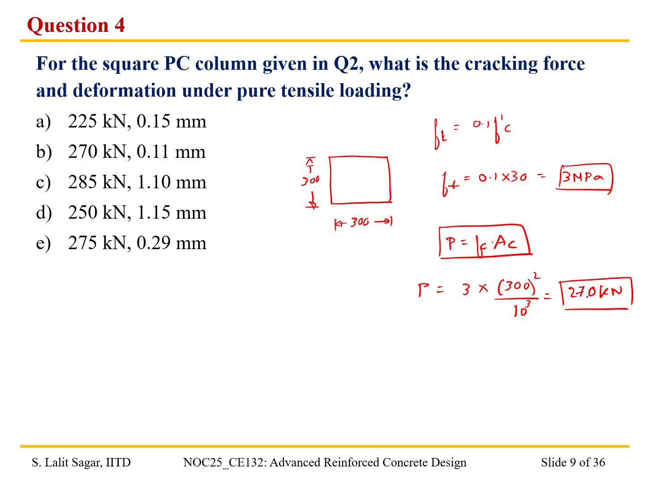Okay, so we got that the force corresponding to the cracking in plain concrete is 270 kilonewton. That is option B. But how do we determine the deformation corresponding to the cracking load? So for that, we are going to solve the problem further now.